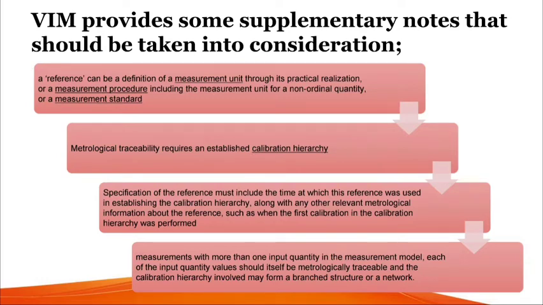Specification of the reference must include the time at which this reference was used in establishing the calibration hierarchy, along with any other relevant metrological information about the reference, such as when the first calibration in the calibration hierarchy was performed. For measurements with more than one input quantity in the measurement model, each of the input quantity values should itself be metrologically traceable, and the calibration hierarchy involved may form a branch structure or a network.